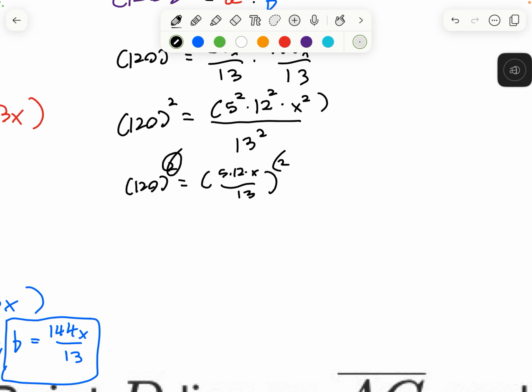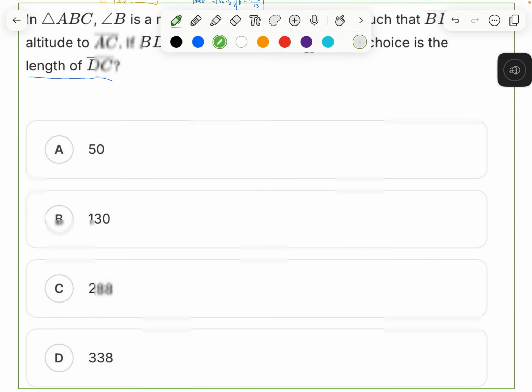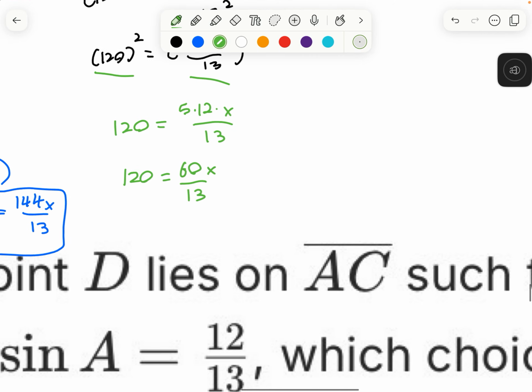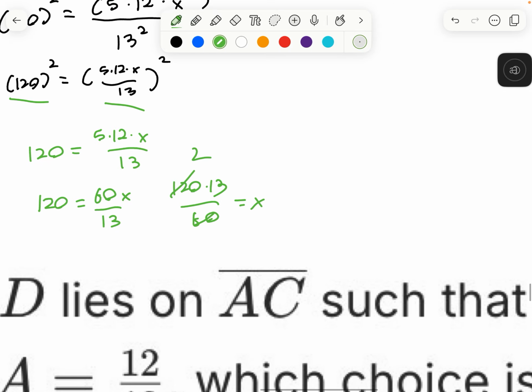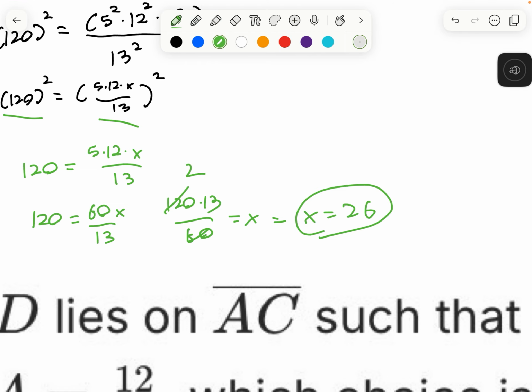Since the squareds here are equal, the insides here have to be equal, so you have 120 equals 5 times 12 times x over 13. 120 equals 60x over 13, right? 120 times 13 over 60 equals x. These cancel out. You get x equals 26. So now we have x equals 26, right?